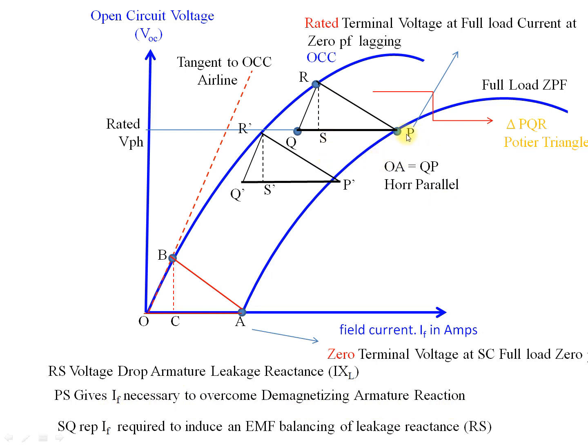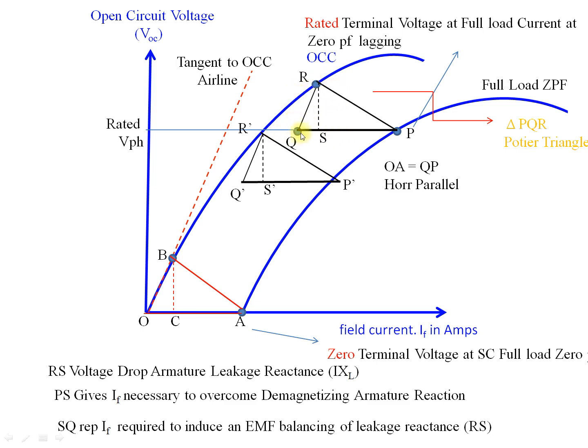This is the value of the field current which is required to overcome the demagnetizing armature reaction, which is equivalent to the IF2 or FAR, which we have found out in the MMF method. This SQ will be the IF which is required to induce the EMF which is balancing the leakage reactance. From this diagram itself, we can find out the values of the field current which are required to supply the armature reaction and the leakage reactance.